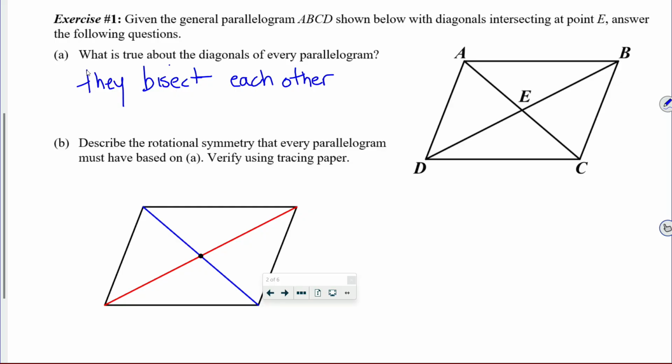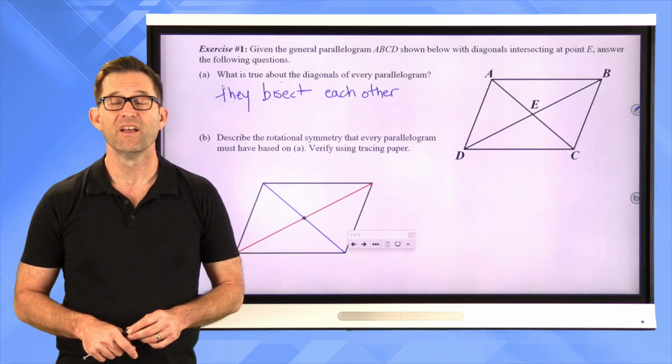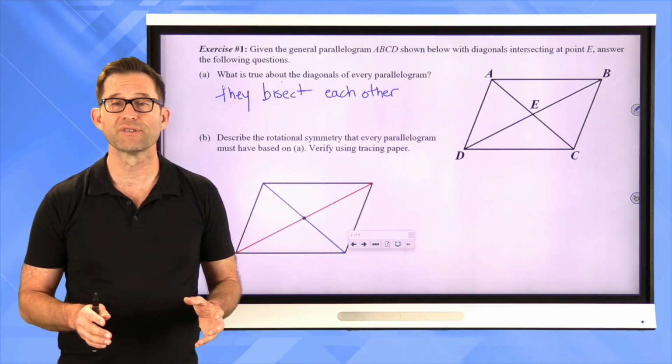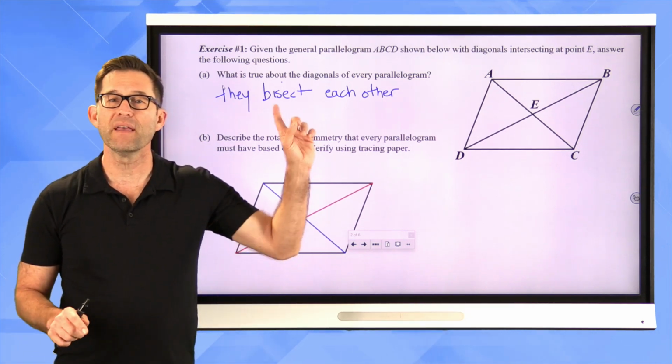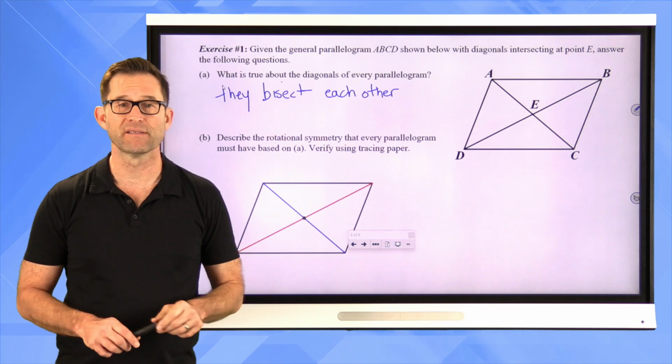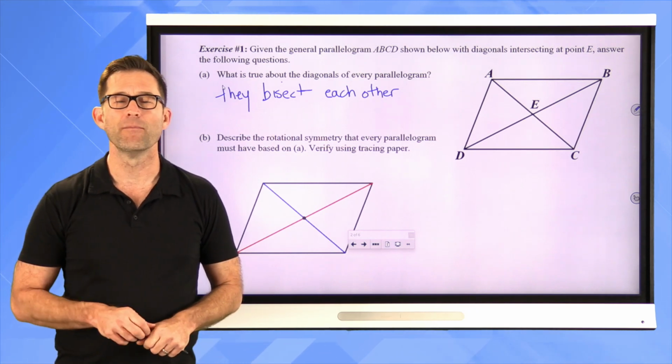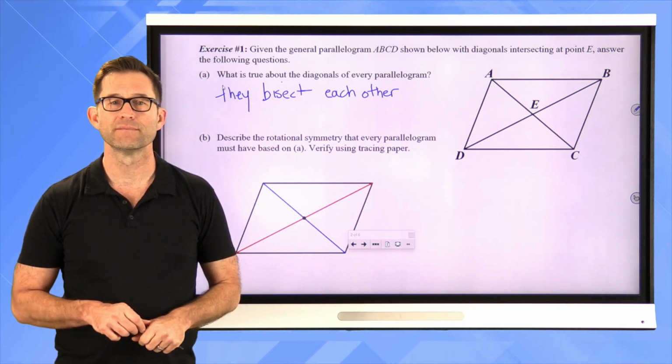Describe the rotational symmetry that every parallelogram must have based on A. Verify using tracing paper. All right, so what kind of rotational symmetry must every parallelogram have based on the fact that the diagonals bisect each other? Pause the video now and see if you can figure this out.